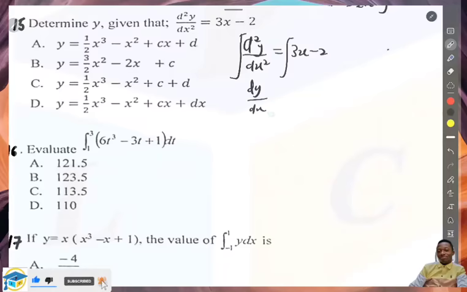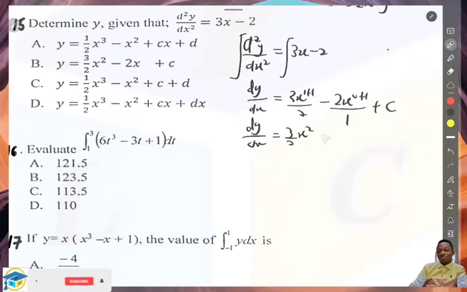dy over dx. And that should be equal to, you also want to integrate this. So we have what? The integral of 3x should fetch me what? 3x to the power of 1 plus 1 divided by 2. Then here it can also be written as 2x to the power of 0 plus 1 divided by 1. Because this is an indefinite integral, we introduce what? A constant, say c. So therefore, we have our dy over dx to be equal to 3 over 2 x squared minus 2x plus c.